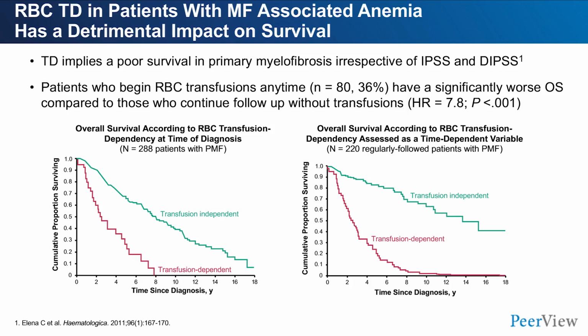This is a picture of myelofibrosis before JAK inhibitors. And consider that the hazard ratio in this analysis, transfusion independent versus transfusion dependent, was 7.8. So the difference in terms of survival was really big.